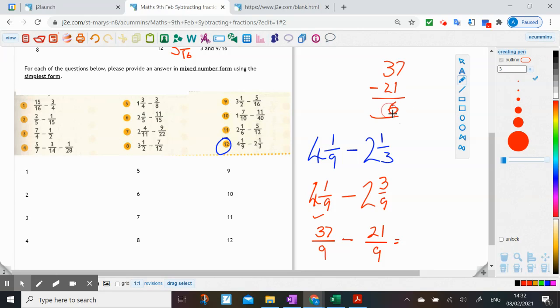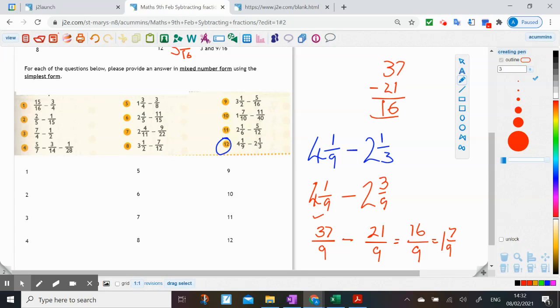7 take away 1, of course, is 6. 3 take away 2, of course, is 1. So that leaves us with 16 ninths. That's improper, so let's put it back to mixed number. 16 divided by 9 would be 1, remainder 7. So we'd have 7 ninths left over.